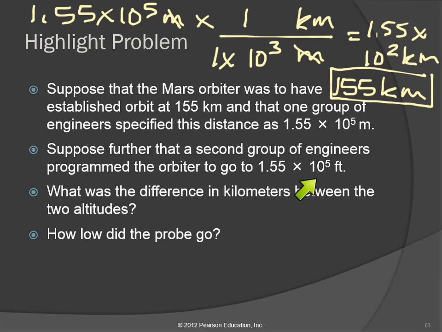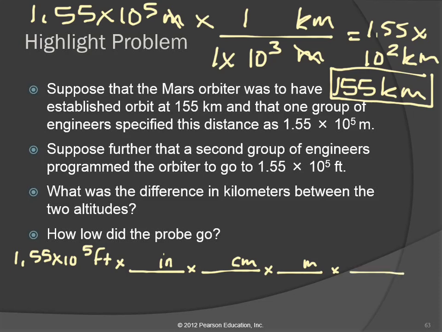So 1.55 times 10 to the 5th feet. Okay, so there's multiple ways to do that conversion. I'm going to go with stuff that I know. 1.55 times 10 to the 5th feet. Well, I know the relationship between feet and inches. So I'm going to go to inches. And then I know the relationship between centimeters and inches. And then I can go to meters. And then I can go to kilometers. You might think, well, that's an awful long way. But I know those conversion factors in my head. And so if I don't have access to other stuff, I'm going to go with what I know, even if it's a little bit tedious.